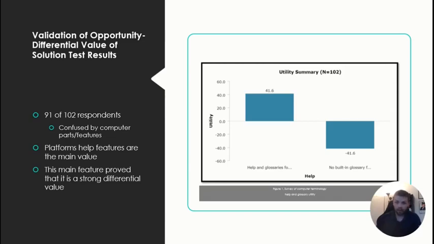Turns out that even though 91 of our 102 respondents were confused by computer parts, they wanted help to figure it out themselves. Right now, we're not aware of any competitor that both guides a customer through the purchase process while also enabling them to make their own educated decisions on subject matter they might not have known before starting this computer buying process. This shows that Computer Finder has a strong differential value for our targeted segments. As seen in the results of our survey, a large percentage prefer built-in glossaries and terminology that assist them while searching for their perfect computer.